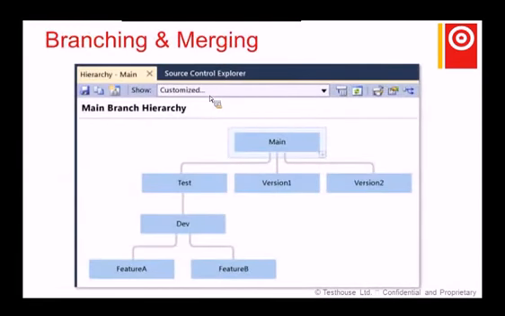So here's a close-up of a hierarchy. You can see you've got a main branch, and version 1 and 2, and then testing branches going on as well. So these branching strategies can get quite complicated if you let them.